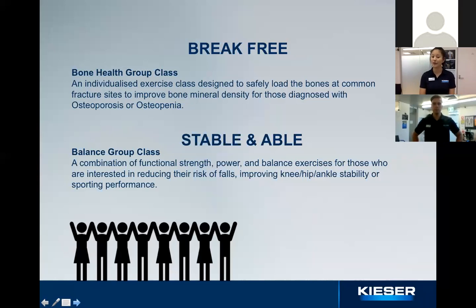The alternative program is what we call Stable and Able. So this one is a balance group class. It's a combination of functional strength, power, and balance exercises for those who are wanting to reduce the risk of falls, improve their hip, knee, ankle stability, or sporting performance. So if you're a keen skier or snowboarder or anything like that, obviously get in touch with us if you'd like to attend any of those classes. They're a nice social way of doing it. As we discussed earlier too, we are back doing them face-to-face at a limited capacity, but fingers crossed in 2021, we'll have a few more classes up and running.